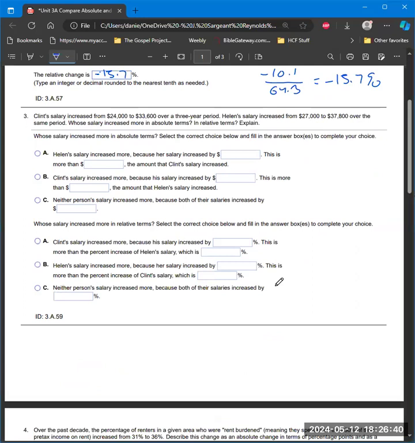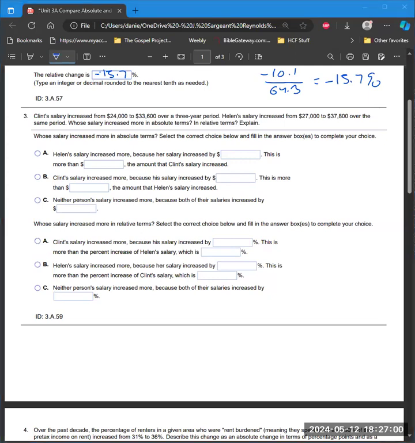Clint's salary increased from $24,000 to $33,600 over a 3-year period. Helen's salary increased from $27,000 to $37,800 over the same period. Whose salary increased more in absolute terms?